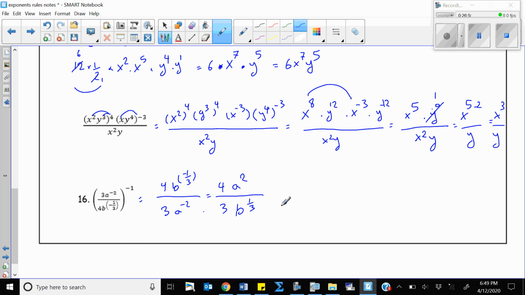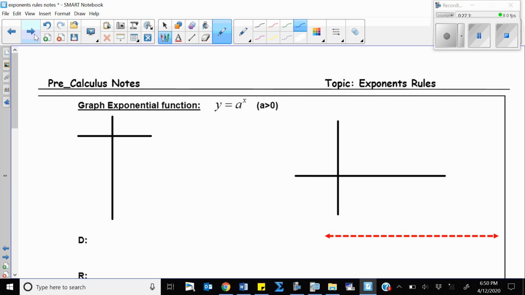I can't simplify this anymore unless I want to change this fraction power into the radical form. So this will be 4a to the 2, third root of b. That's the answer. Okay, next is the graph of exponential function.